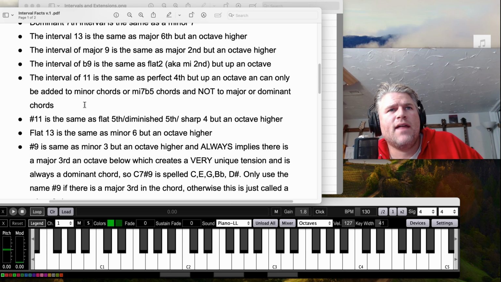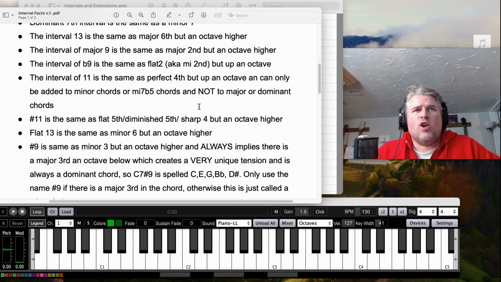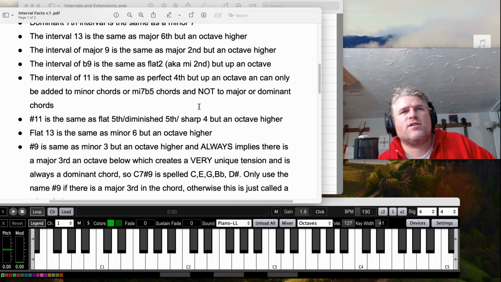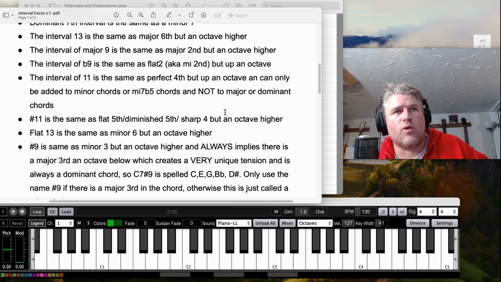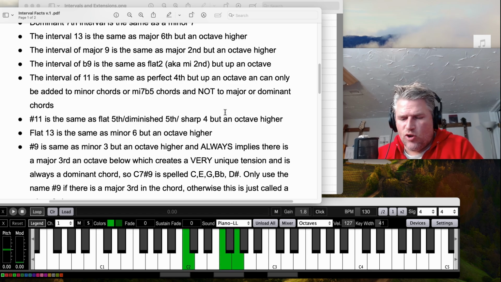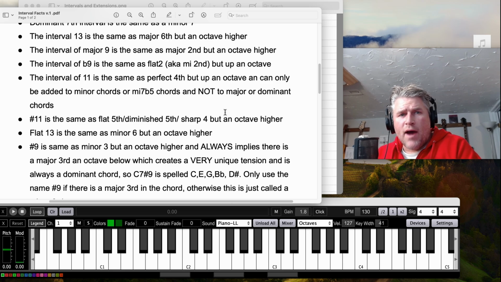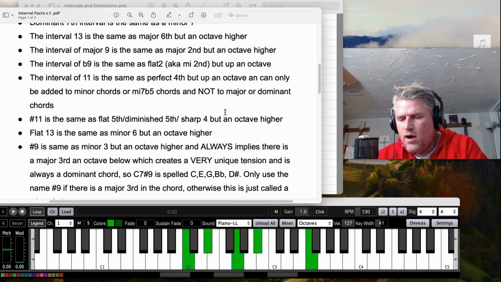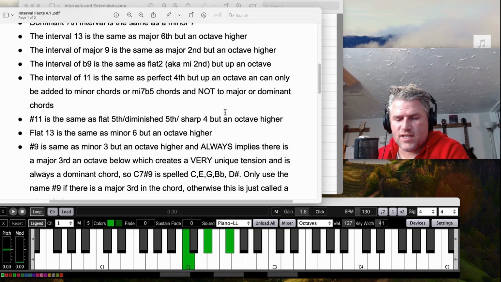So the interval of 11 is the same as a perfect fourth, but an octave up, and can only be added to minor chords or minor 7 flat 5 chords, also known as half diminished chords, and not to major or dominant chords. So if we have a perfect fourth, that's that subtle tension I talked about that wants to resolve. It doesn't even sound tense until you resolve, and then you're like, oh yeah, I totally wanted to resolve there. Kind of cliche, but only to a minor chord can we go up an octave and call it an 11. Also to a minor 7 flat 5 chord, which is this.